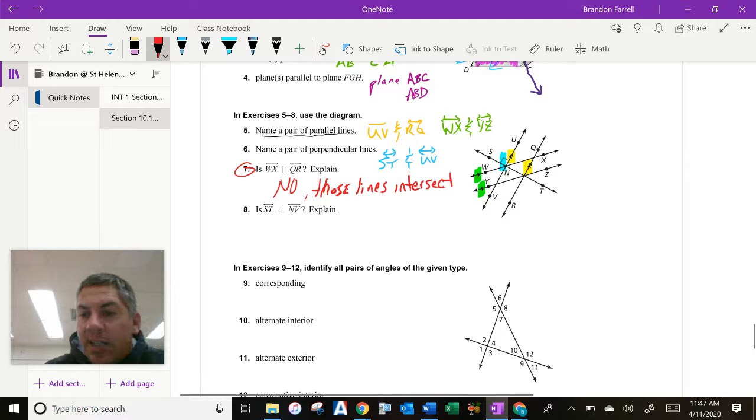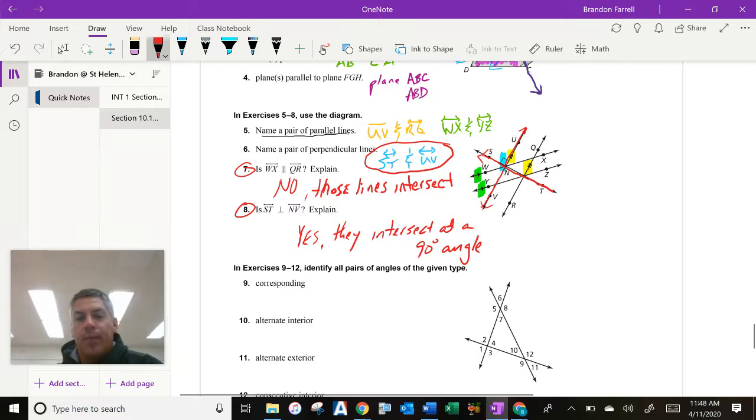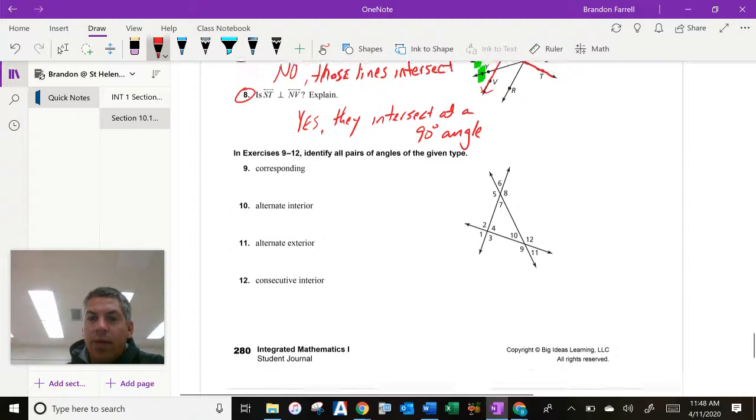And then, is ST perpendicular? All right. If we go to number 8, is ST, this line right here, perpendicular to NV? NV is just a continuation or a sub line of UV. So we've already said that those 2 lines are perpendicular. So yes. And then the explanation is they intersect at a 90-degree angle. Okay, so that's that particular problem.